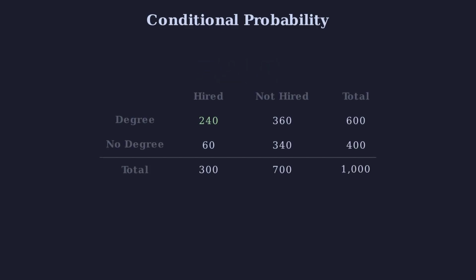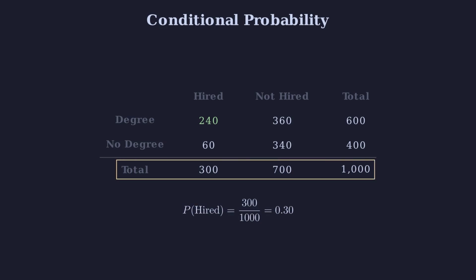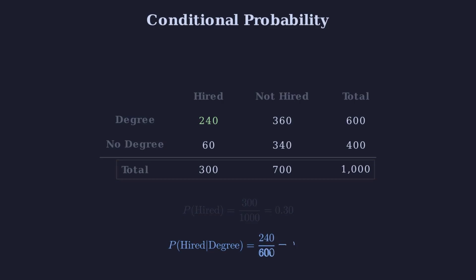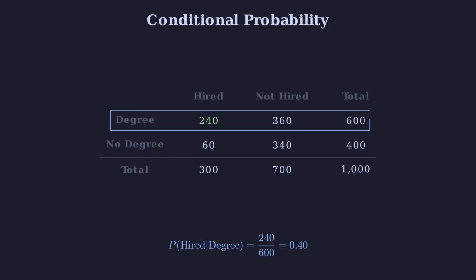Imagine a data set of 1,000 job applicants. 600 have a degree, 300 got hired. And of those 300 who got hired, 240 have a degree. What is the probability of getting hired? 300 out of 1,000. That is 0.3 or 30%. But what is the probability of getting hired given that you have a degree? Now we are only looking at the 600 people who have degrees.